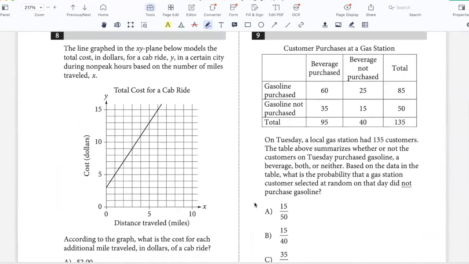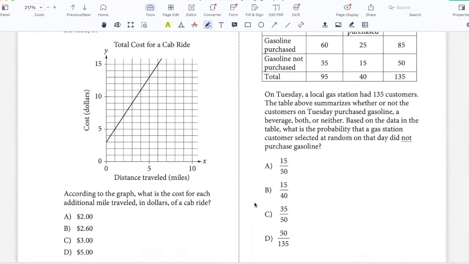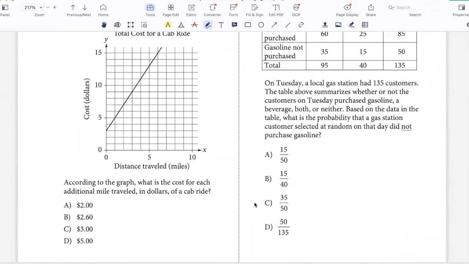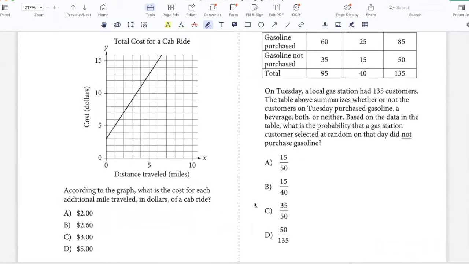The line graphed in the XY plane below models the total cost in dollars for a cab ride, y, in a certain city during non-peak hours based on the number of miles traveled, x. According to the graph, what is the cost for each additional mile traveled of a cab ride? Okay, so for each additional mile traveled, the cost would be the slope of this line. So let's find the slope. This point is 0, 3, and this point is 1, 5. So the slope would be 5 minus 3 by 1 minus 0, which is 2. So for each additional mile traveled, the cost is $2.